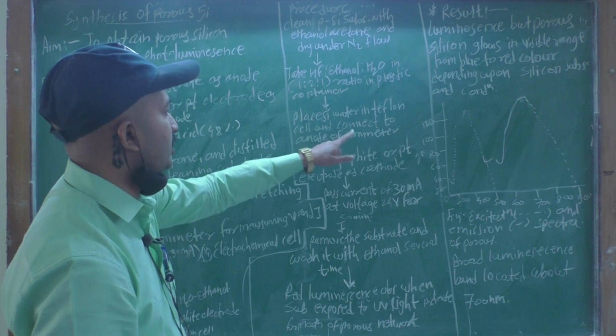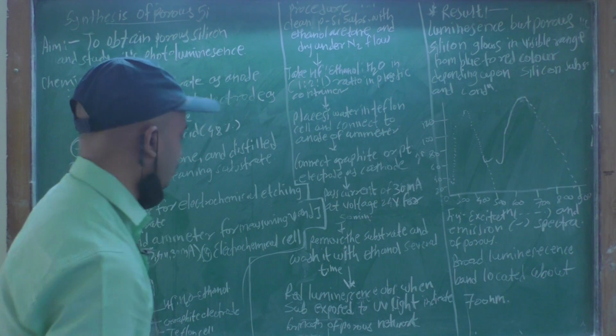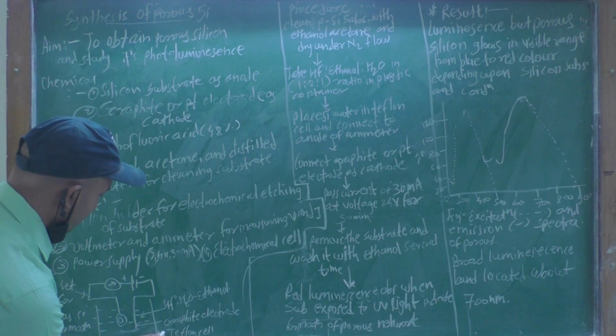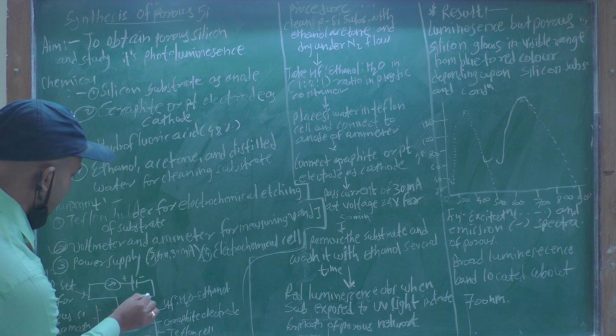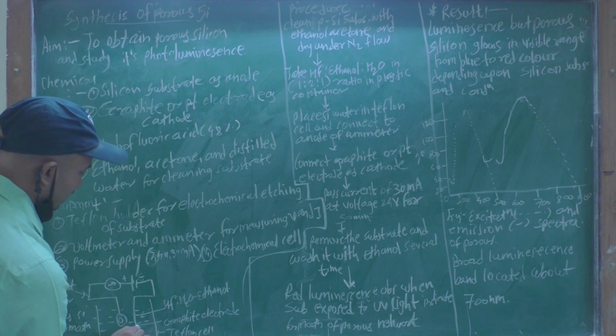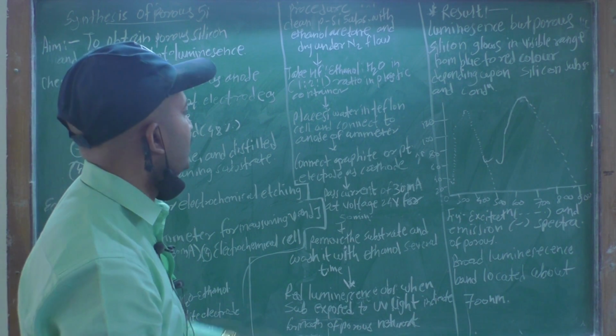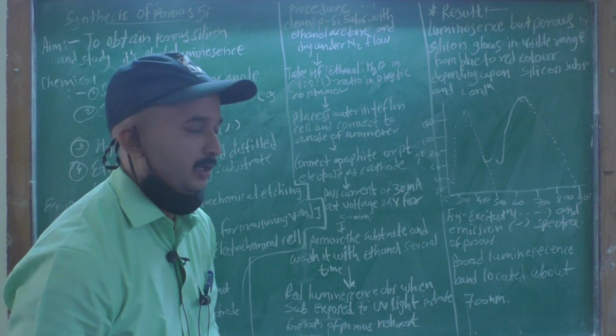Okay, that silicon wafer in the Teflon cell is connected to the anode of the ammeter. Look at this Teflon cell, it is connected to the anode, that is the anode. Okay, the anode of the ammeter.